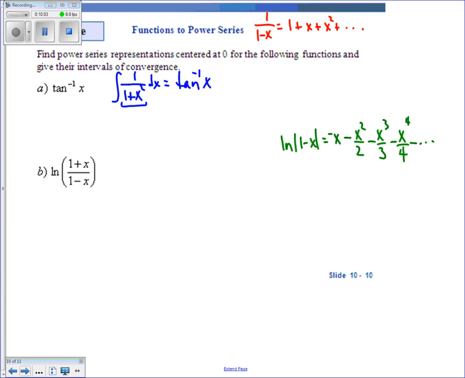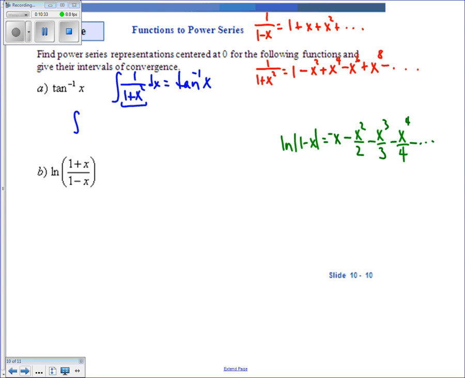Okay, so now if I put in the minus x squared in place of the x, I've got 1 over 1 minus x, or 1 plus x squared, will be 1 minus x squared plus x to the 4th minus x to the 6th. I'm putting in the minus x squared, so it should be an alternating sign, and each time the powers are even.